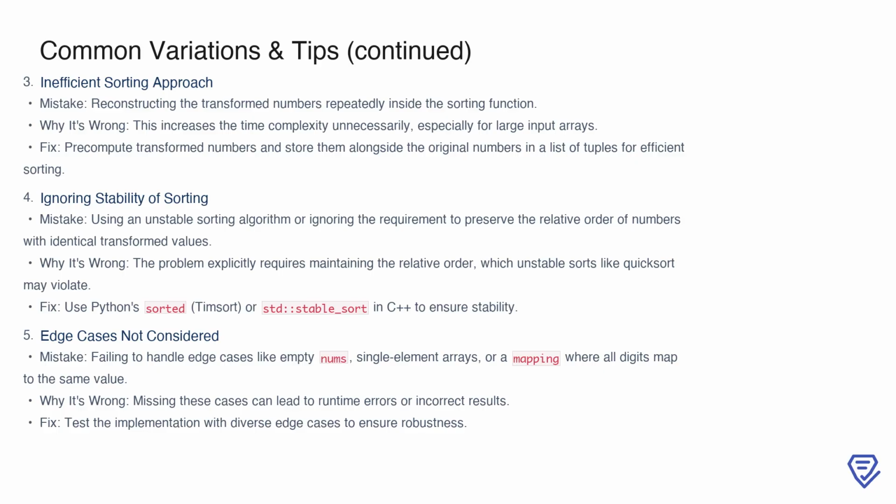Lastly, it's easy to overlook edge cases such as empty input arrays, single element arrays, or mappings where all digits map to the same value. If these cases aren't handled properly, your solution might fail or produce incorrect results. Testing with diverse edge cases is essential to ensure the robustness of your implementation.